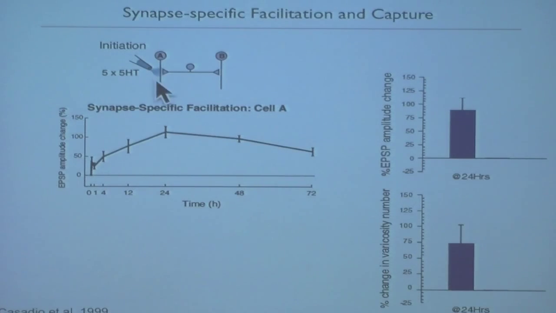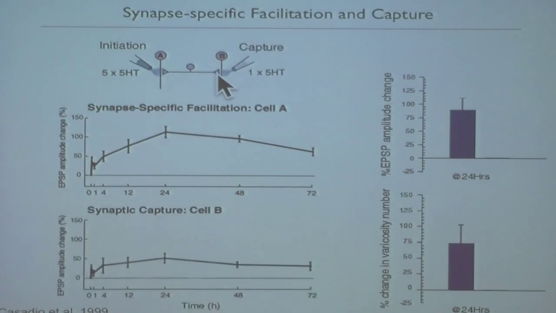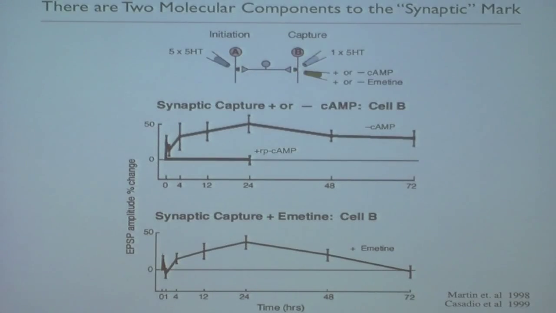You give 5 pulses to one set of terminals. You produce a nice facilitation, change in synaptic strength, and an increase in the number of varicosities, growth of new synaptic connections. If you now do the same thing again and you give a single pulse of serotonin, you capture in reduced form at the other set of terminals facilitation and growth, about half the size, clearly indicating that gene products are being shipped to the other side, but they need a marking signal. So Kelsey explored what the marking signal was.